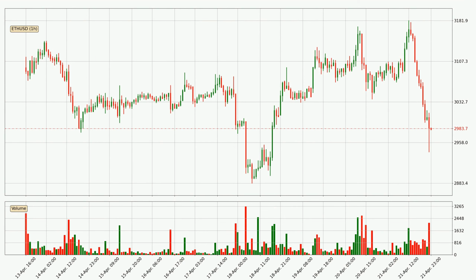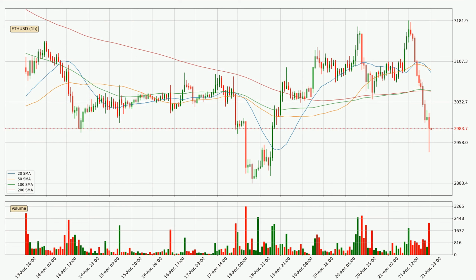Jumping to the hourly simple moving averages, the price has crossed the 200 SMA downwards, but the volume wasn't very high, which means it is not a very strong signal. For this time interval, the current price is below all of the simple moving averages, which looks bearish, and you should keep an eye on the closest SMA.